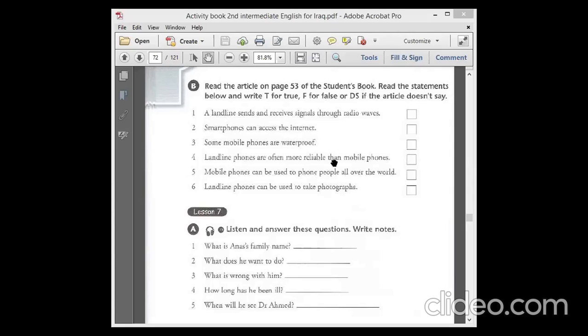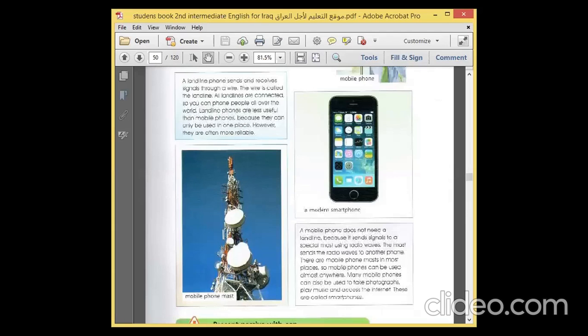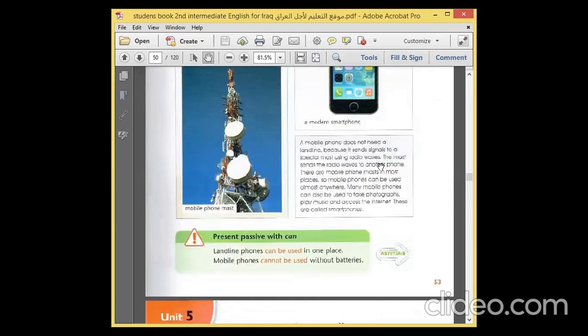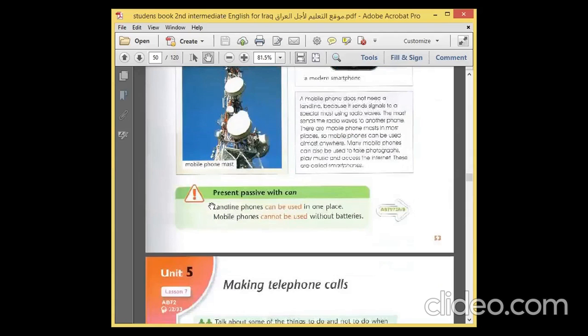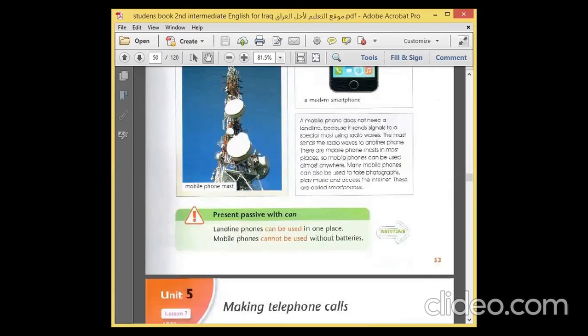So now, before ending this lesson and turning to the quiz, pay attention to the language box at the bottom of the page. It speaks about the present passive with can. You remember we studied this before, and we said how to form a sentence in the passive voice with can, right?